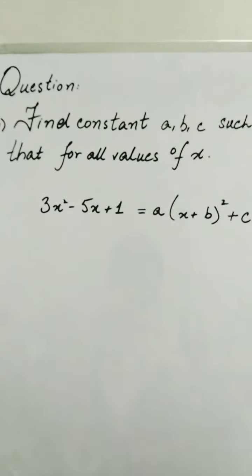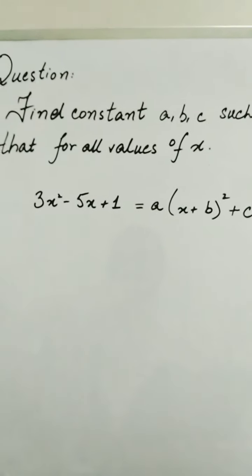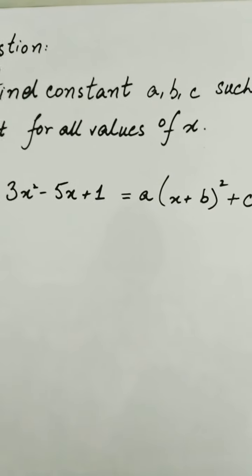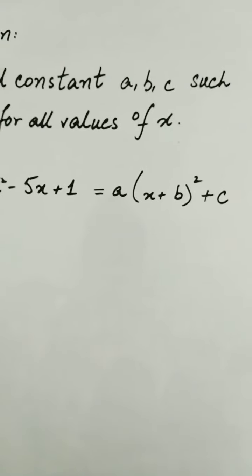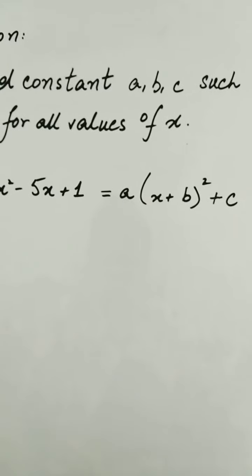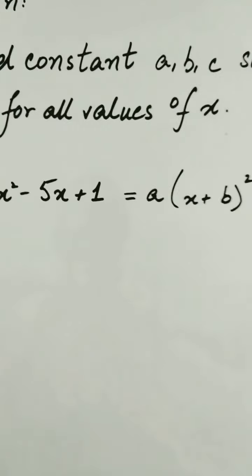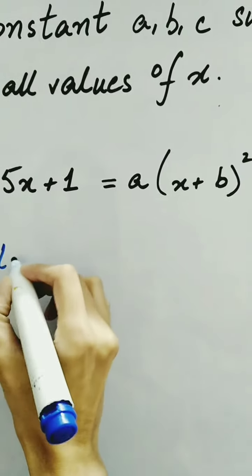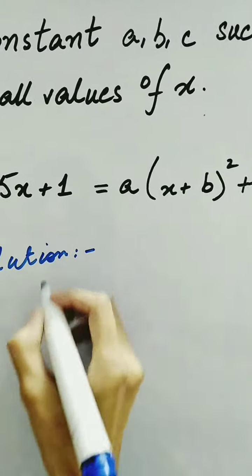Look at another question in which we have to find the constants a, b, c for all values of x. Here we have to first convert this equation: 3x squared minus 5x plus 1 is equal to a(x plus b) whole squared plus c. So first we convert this equation into that form, and then we will find the values of the constants. So here we have 3x squared minus 5x.